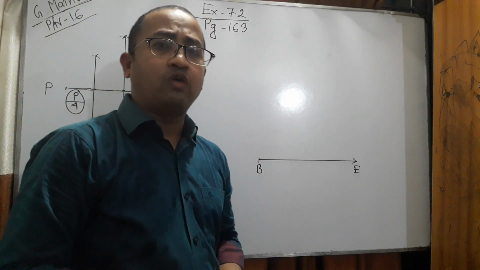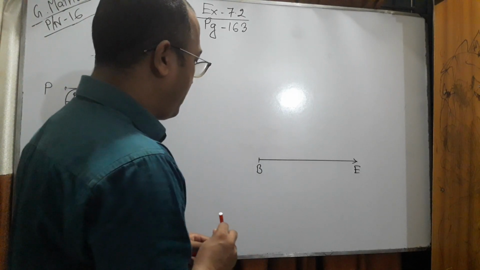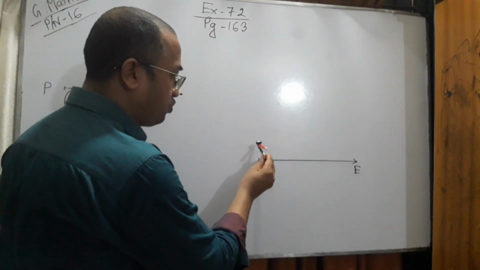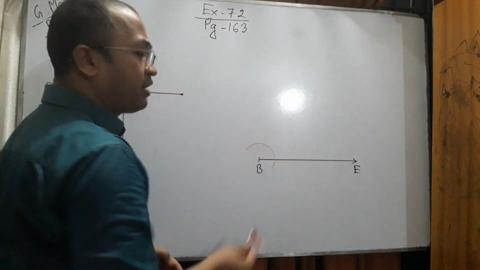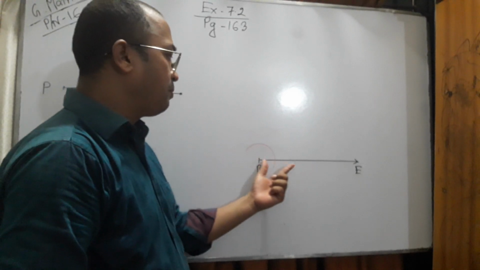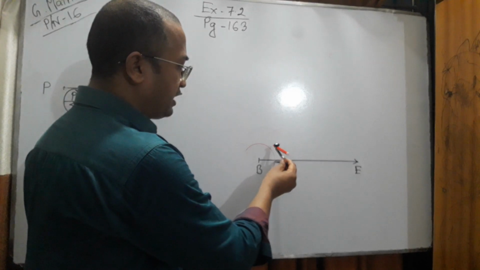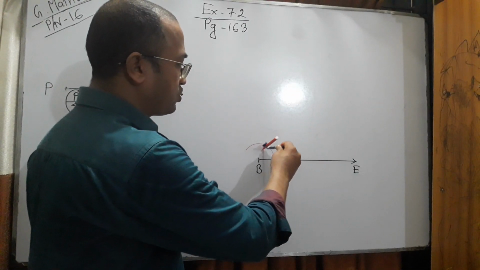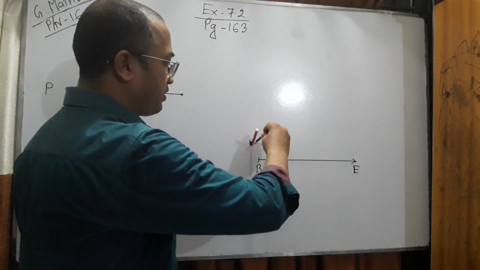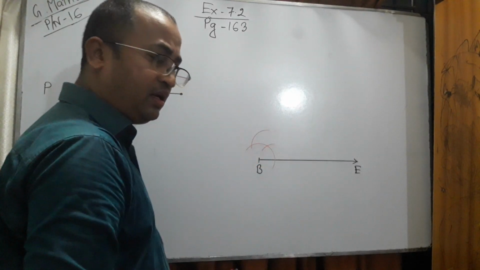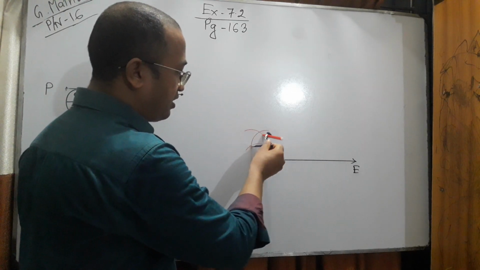After all, I will show you how to draw a 90 degree angle using this compass. With center B, with a suitable radius, any radius, you draw an arc which cuts the line BE at a point. Now, with center at this point and the same radius, we draw another arc. Again, with center at this point, with the same radius, we draw another arc. Again, another arc.